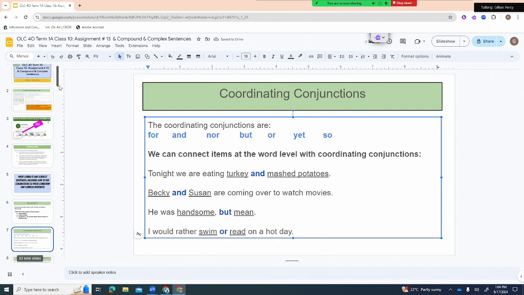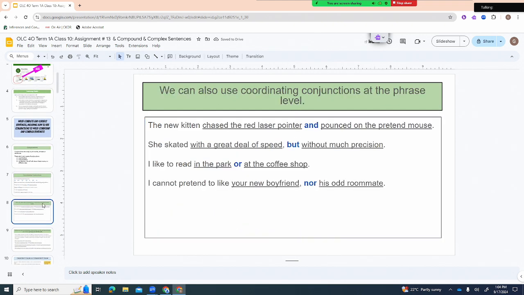Okay, let's look at the next type. This is where you're connecting a phrase. A phrase is just a group of words that does not constitute a full sentence. It doesn't have a subject and a verb, okay? So the new kitten chased the red laser pointer and pounced on the pretend mouse. So I'm telling you two things that the kitten did, but it's all part of the same sentence, okay?